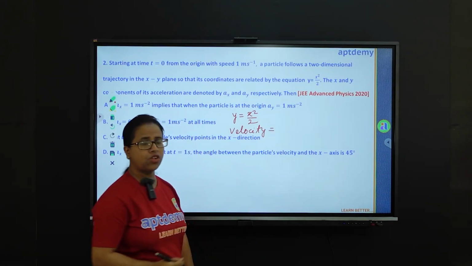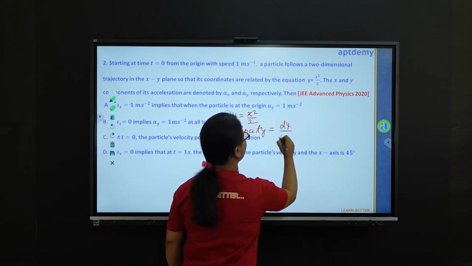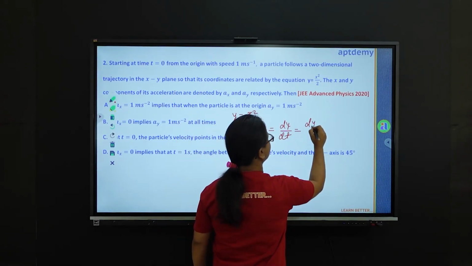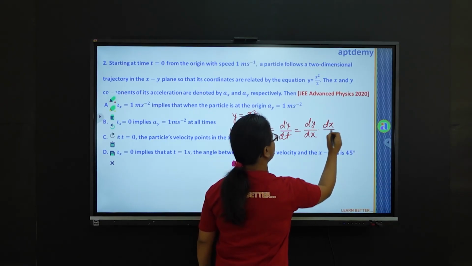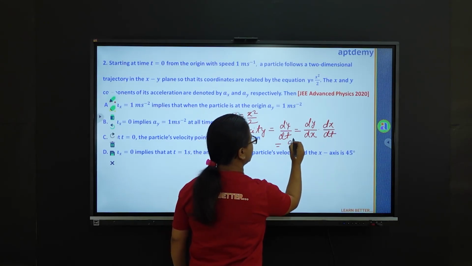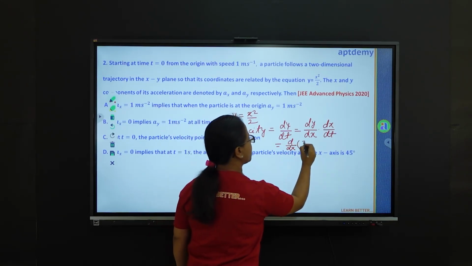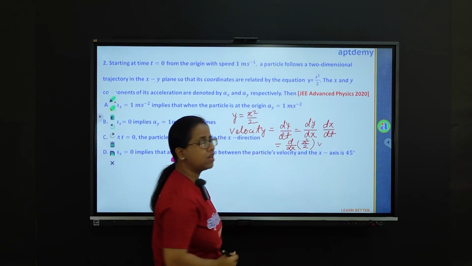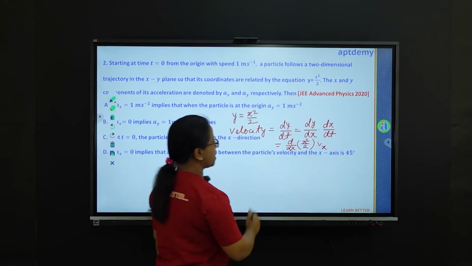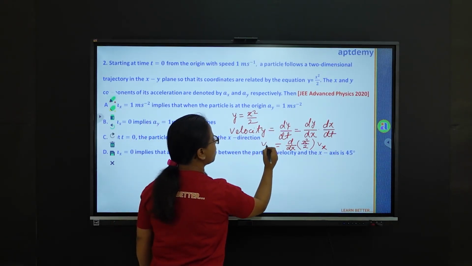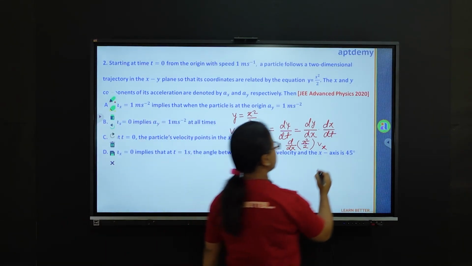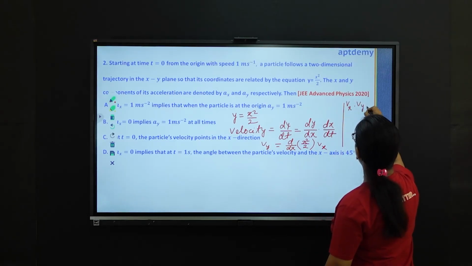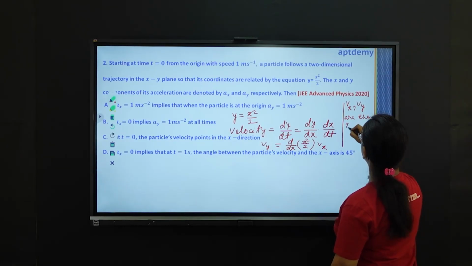Velocity is nothing but rate of change of displacement. So we have this as dy/dt, which will be broken up and written as dy/dx times dx/dt. So we have d/dx of y, which is nothing but x square by 2, and dx/dt is nothing but the component of velocity in the x direction. So this is vx, and this velocity dy/dt is nothing but the component of velocity in the y direction. So we need to mention here that vx and vy are the x and y components of velocity.